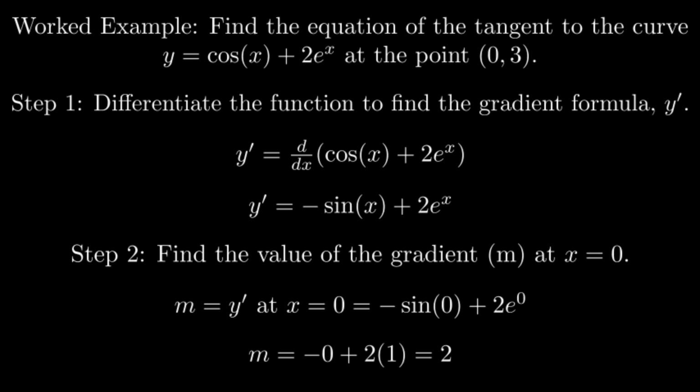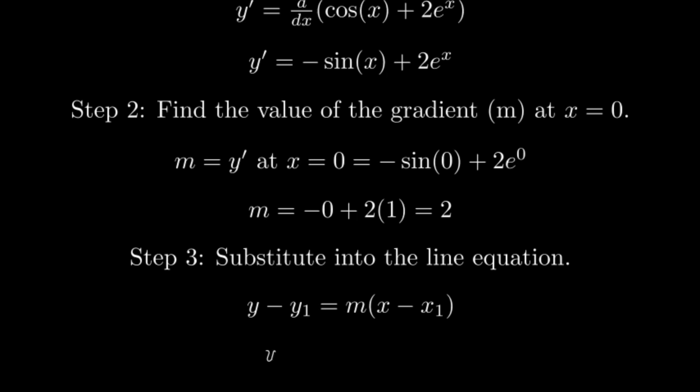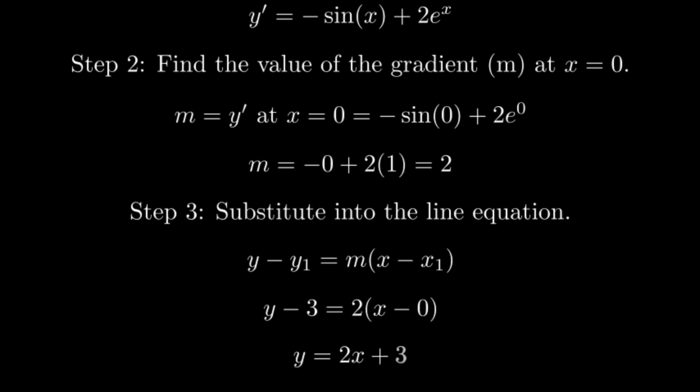We have our point, 0, 3, and our gradient m equals 2. Now we can write the equation of the line. Substituting our values into the point slope formula, we get y minus 3 equals 2 times the quantity x minus 0. Simplifying this gives us our final answer. The equation of the tangent line is y equals 2x plus 3. So you can see how our new derivative rules fit directly into the methods we already know.